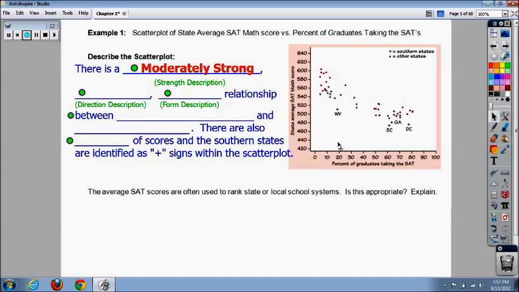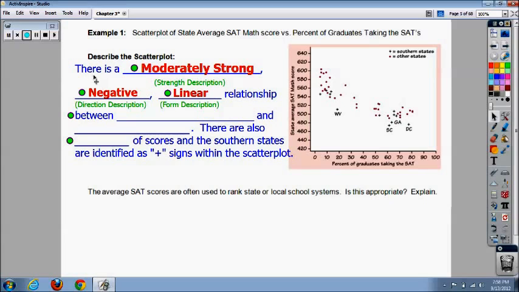A weak strength would be points that are pretty scattered about. Maybe they kind of look like a circle. Maybe making an oval would be a fairly weak strength. We'll look at some examples of those too. Now the direction was positive or negative, and it looked like this would have a negative slope to it. So there's a negative direction. And form, again, it looked pretty linear, that these points were generally following a straight line direction.